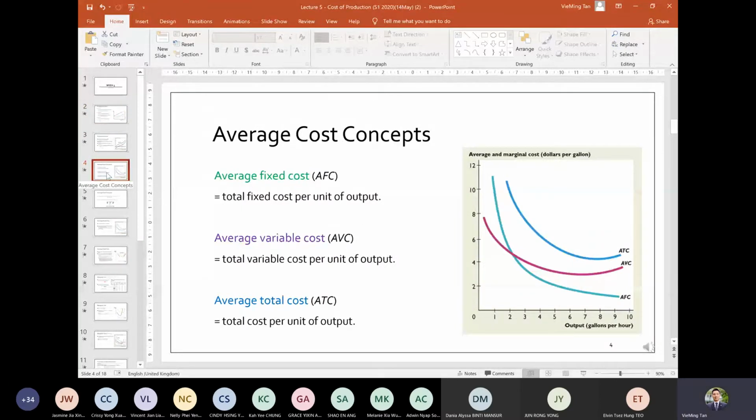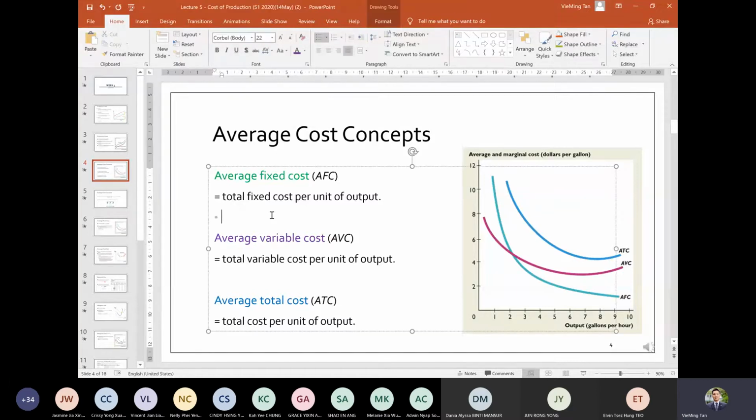So in order to get the average total cost, what can you do? Let's say we want to get the average fixed cost. If you want to calculate the average fixed cost, what is the formula that we should use? Average total cost minus average variable cost. Okay, correct.